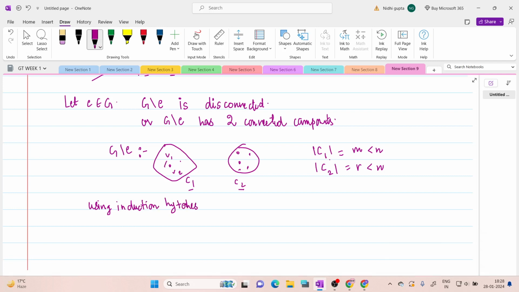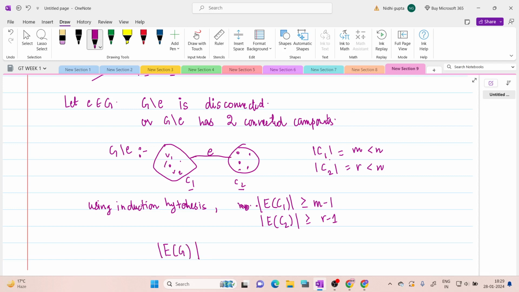Using the induction hypothesis, we have the number of edges in C1 is greater than or equal to M minus 1. And similarly, the number of edges in C2 is greater than or equal to R minus 1. So now what can we say about the number of edges in G? And there is this E here.